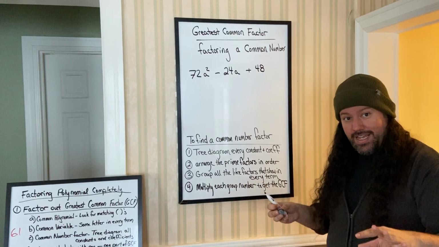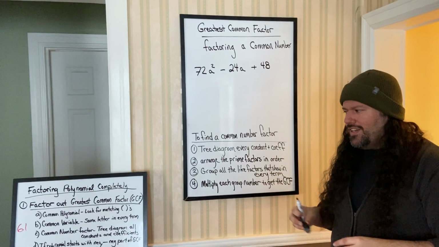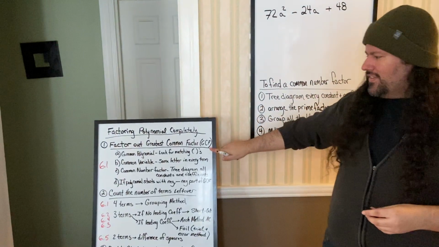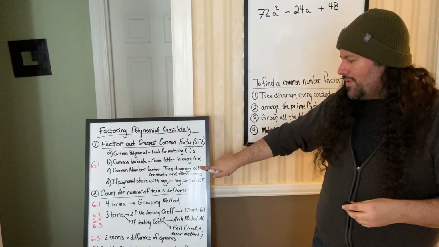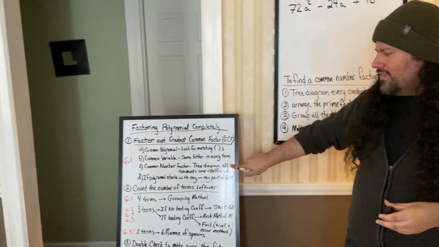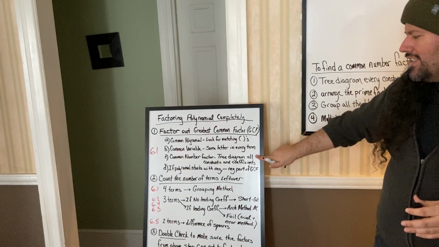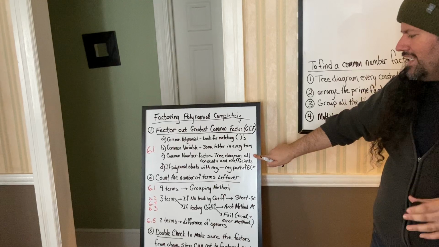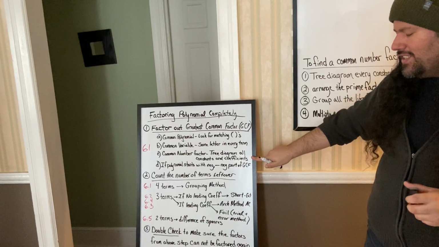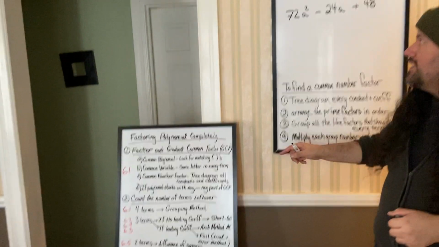So we did part A and part B of finding our GCF. So now what I'm going to do is do part C. This one has to do with a common number factor. Here is where I tell you to do a tree diagram for any constant or any coefficient that's in the problem. So here's an example.